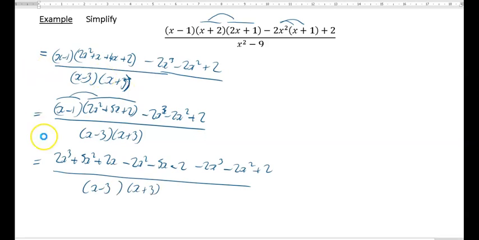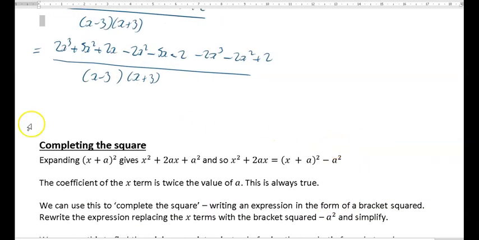Okay, we're still going here. What we want to do now is just tidy up that top line and see what we have. See if this ever becomes any easier. So on your top line, sorry, I'll just write my bottom line first. Top line sorted out, you've got a 2x cubed term, and you've a 2x cubed term over here. They'll cancel each other out.